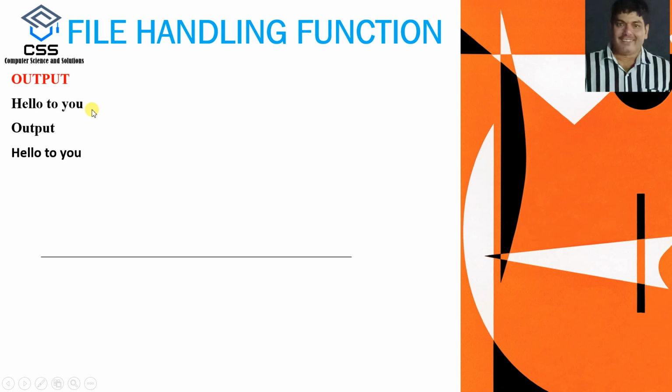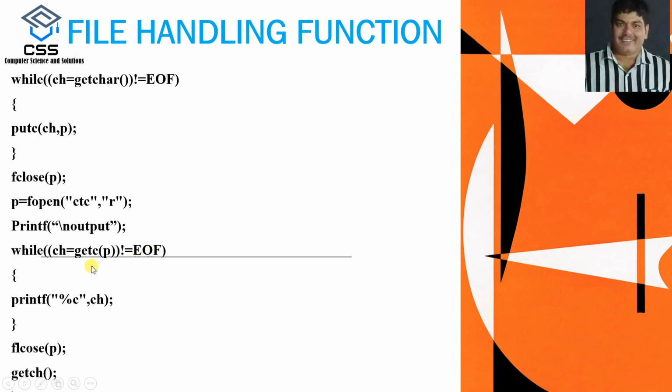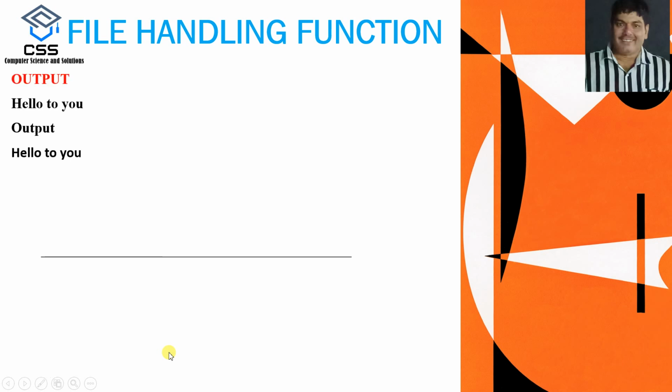Then it will read end of file, meaning no character exists. Not equal to end of file is false. It will come out of the loop. Then the file will be closed, getch will give the pausing activity, and if you run the program and enter the value hello to you, the display value will be hello to you.